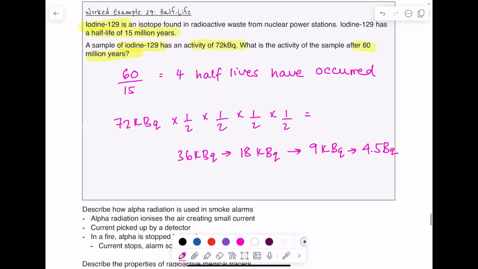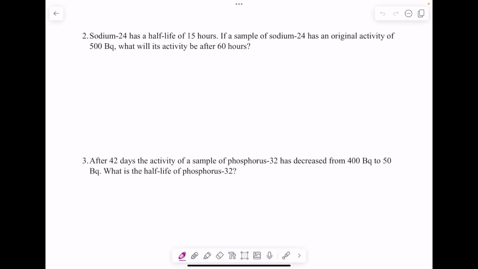So what will the activity of the sample be after 60 million years? Your final answer is 4.5 kBq. Let's do another half-life calculation now. So sodium-24 has a half-life of 15 hours. If a sample of sodium-24 has an original activity of 500 Bq, what will its activity be after 60 hours?